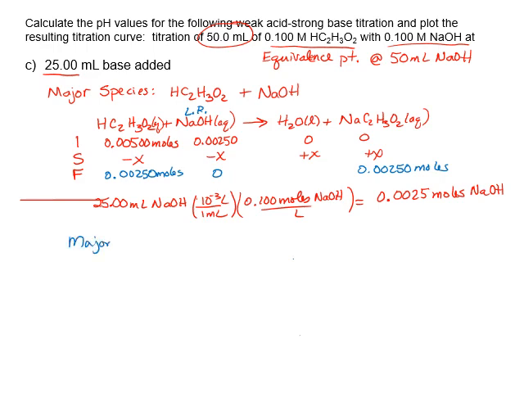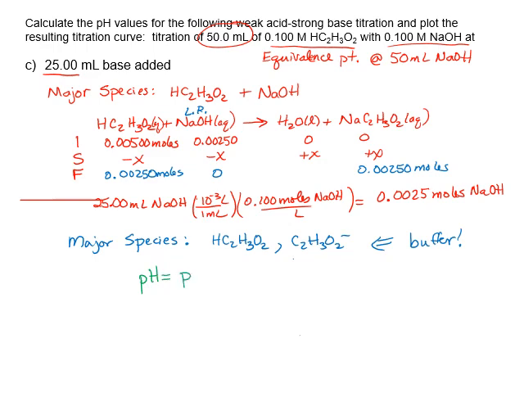After the stoichiometry reaction, what are our major species? We still have acetic acid left, and we have some acetate ion that we've formed. All of the hydroxide has been used up. Again, we have a solution of a weak acid conjugate base pair. This is a buffer. And the Henderson-Hasselbalch equation is a great way to calculate the pH of a buffer.